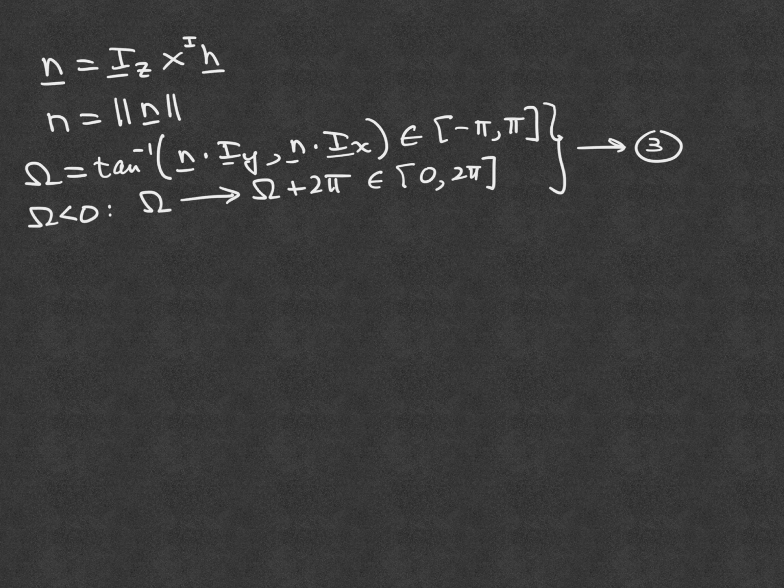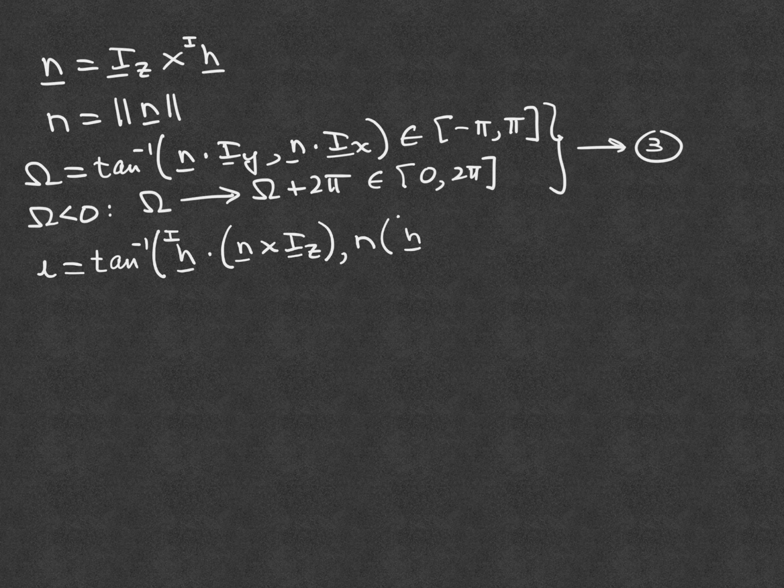The next angle is the orbital inclination. Now the orbital inclination is equal to the four-quadrant inverse tangent of HI dotted with n crossed with IZ, and then scalar n, which is the magnitude of n, times HI dotted with IZ. Now it's important, again, to understand that this angle is already on the correct interval. It's on 0 to pi, so we don't have to adjust it. This one gives us the fourth orbital element, which is the orbital inclination.